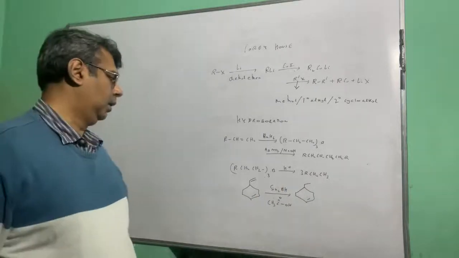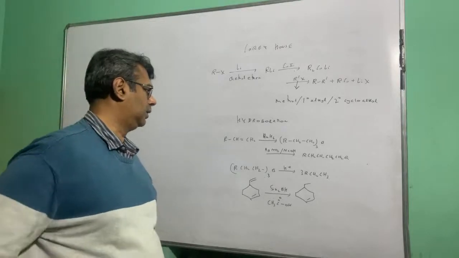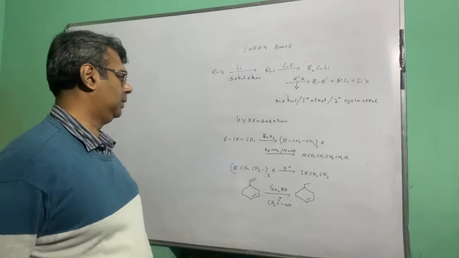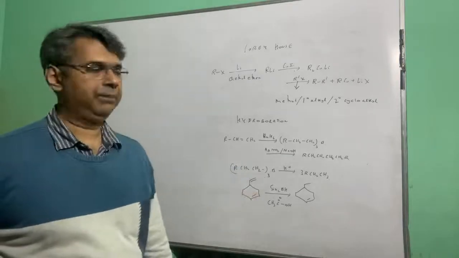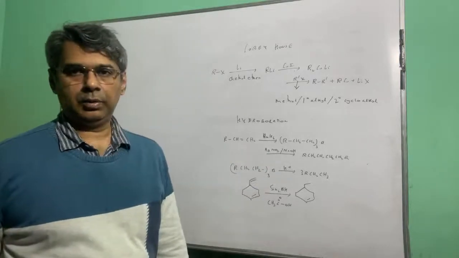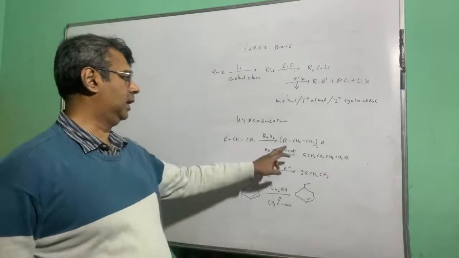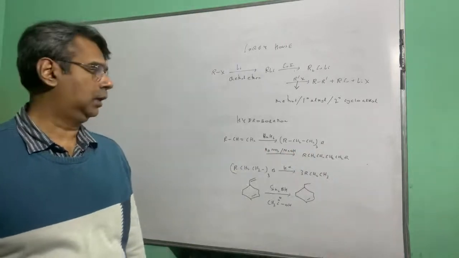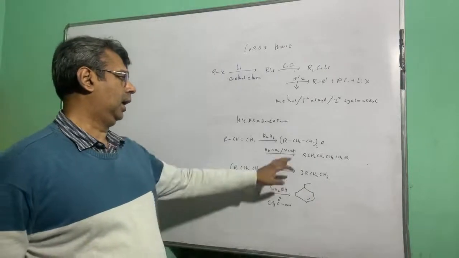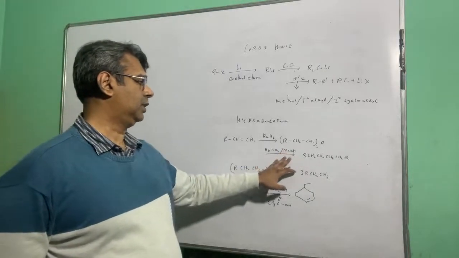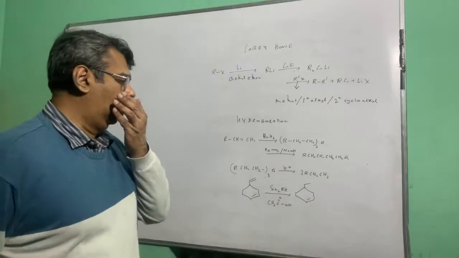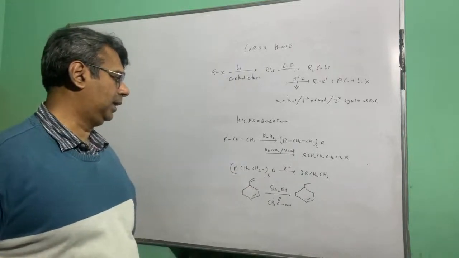Okay, now next is hydroboration. So in hydroboration, what happens is that you have to take the alkene and treat it with diborane. After treating it with diborane, you will get trialkyl boron, and trialkyl boron with AgNO3 and NaOH will give you the alkane. So this method is called hydroboration.